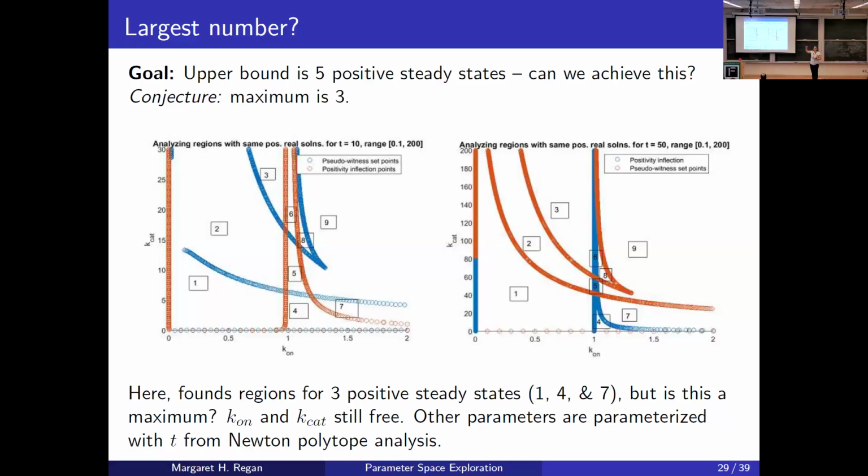I did this with my undergraduate student at Duke. And we were able to show that these regions labeled 1, 4, and 7, so we can kind of ignore the blue curve here and the red curve here, and this region obtains 3 positive real solutions. And so, okay, we showed that we can achieve this 3, which was the conjecture of the upper bound. That doesn't mean you can't achieve 5, right?